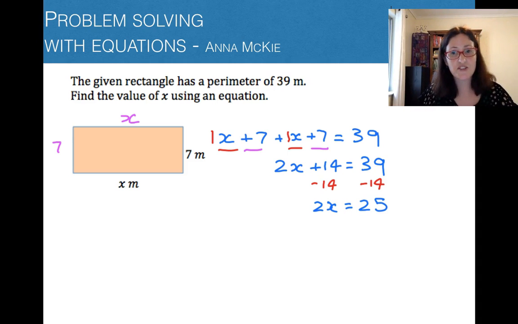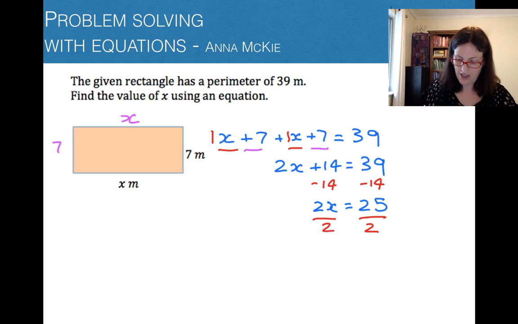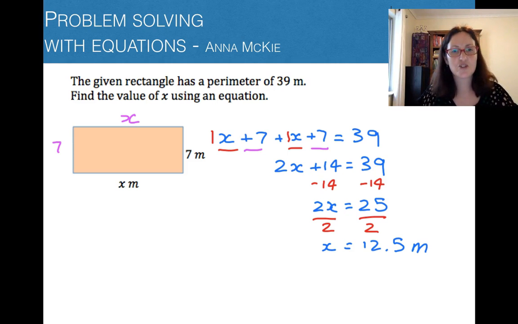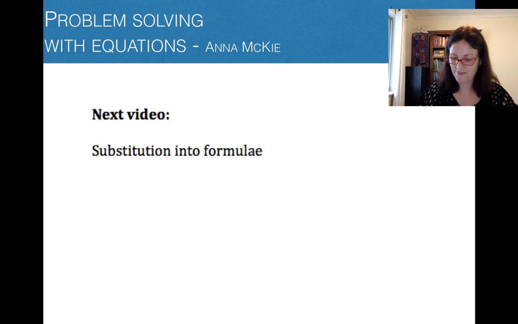2x is equal to 25. Solving for x, 2x is 2 multiplied by x, so divide by 2. And we are left with x is equal to 12.5. But go back and read the question, find the value of x. So we've pretty much done that, but we should think about the units. So this time around, it was meters. So x is 12.5 meters.